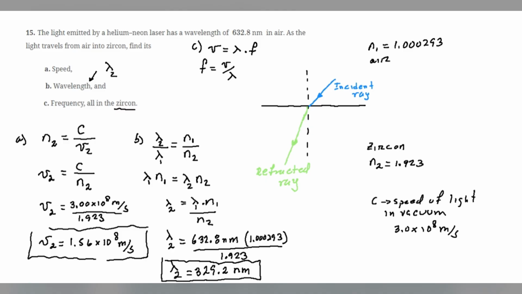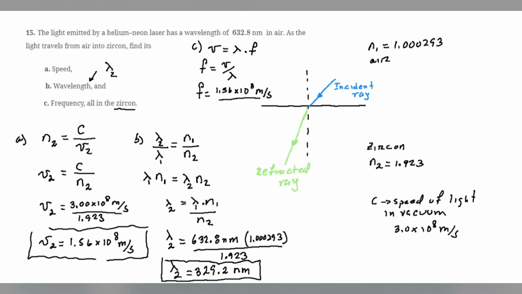So if I want to find the frequency, I will say that the speed of the light in this circle, which is 1.56 times 10 to the 8 meters per second, divided by now the wavelength in that same circle, there is 329.2 nanometers.